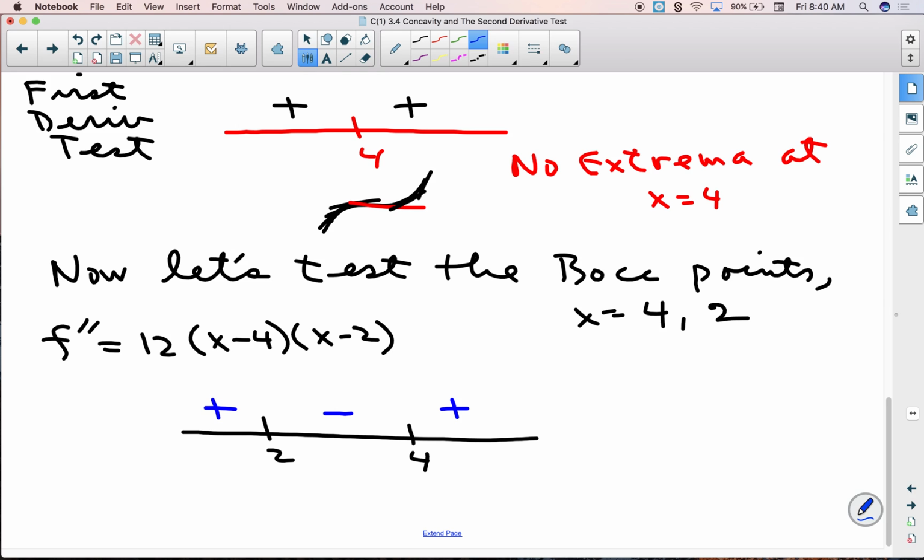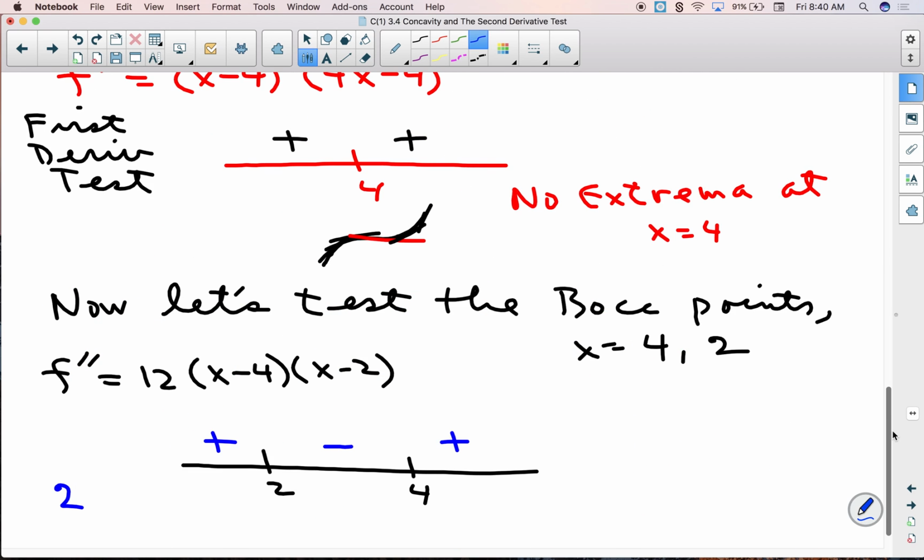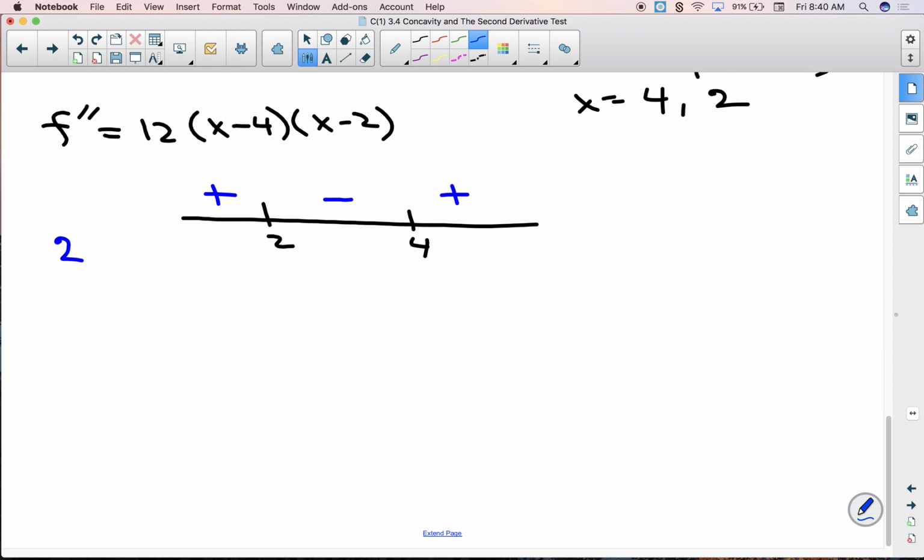So these are inflection points. Let me go back and get the values of these. So 2, and what's the function value of 2? Just to get the actual value. Negative 2 cubed is negative 8 times, okay, so negative 16, and then 4 is 0. So negative 16. All right, so 2, negative 16, and 4, 0.